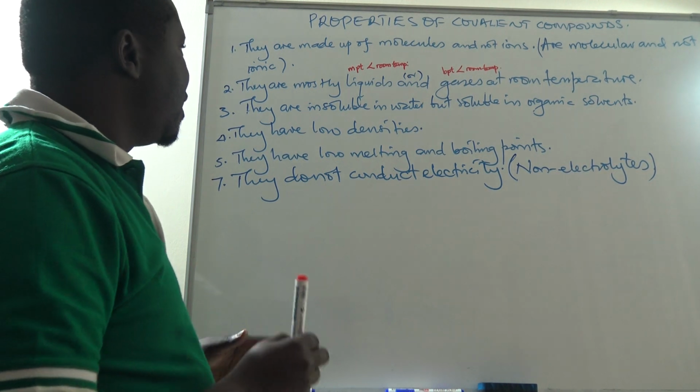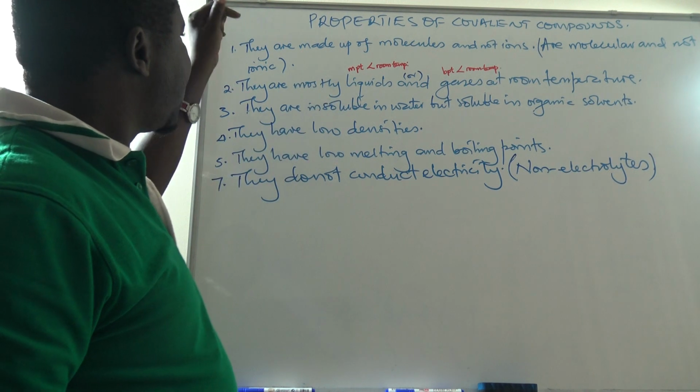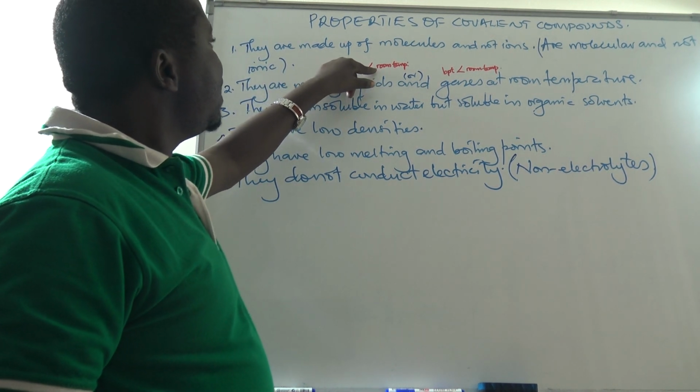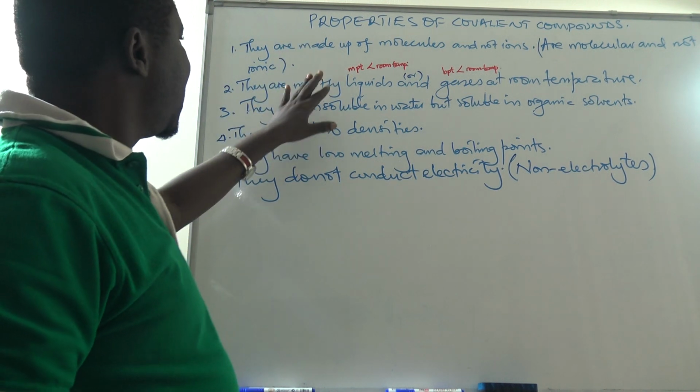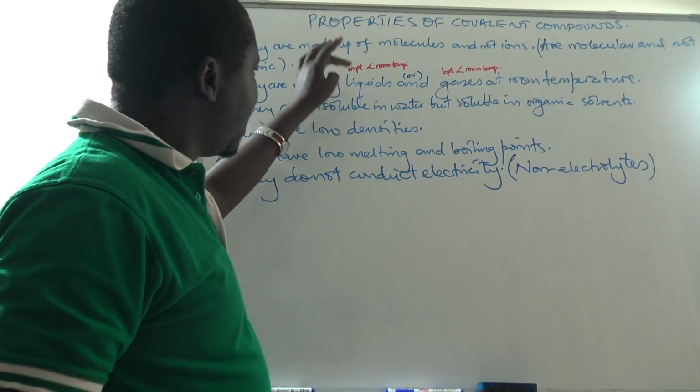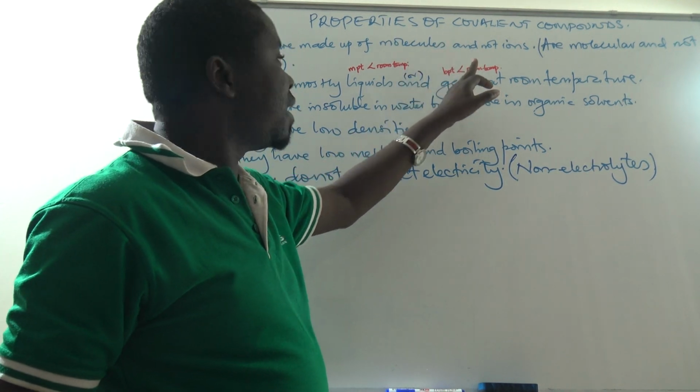A gas at room temperature has already boiled at a temperature which is quite below the room temperature. So, if you have been given data whereby you find that the melting point of a substance is below the room temperature, it means that at room temperature it is a liquid. And if it has a boiling point which is below the room temperature, at room temperature it is already a gas.